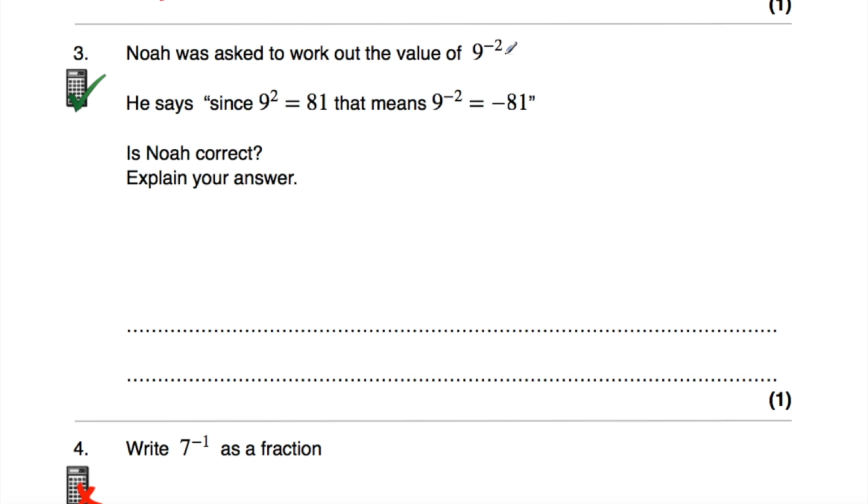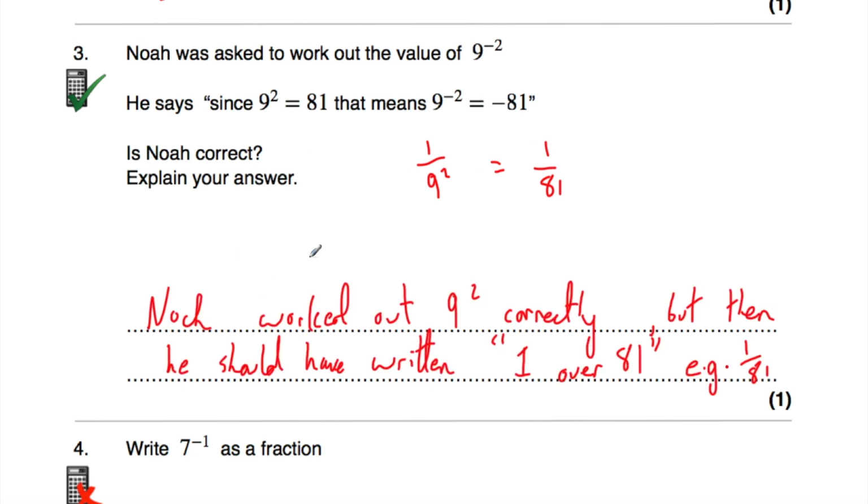Explain your answer. So Noah's not correct. If we've got something to the negative power, we do 1 over. So what we do is we do 1 over 9 squared, and then 9 squared is 81. So the answer would be 1 over 81, not negative 81. So let's explain that. I've just written down that Noah worked out 9 squared correctly, but then he should have written 1 over 81, not negative 81. So the answer should be 1 over 81.